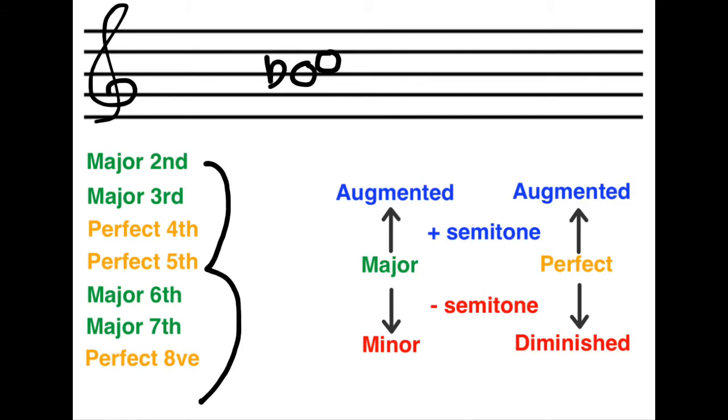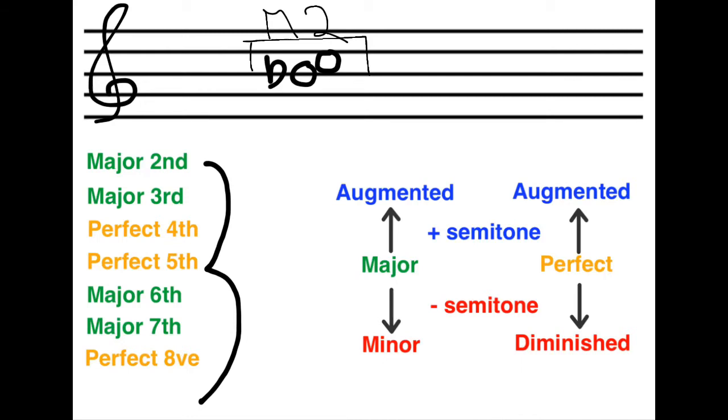Well, what's the distance between B and C, first of all? Well, it's a second. Okay, so at least we know that it's a second. We haven't worked out what type of second, because we have to ask ourselves, does the top note belong to the bottom note's major scale? In other words, does C belong to the scale of B flat major? And it does. B flat major just has a B flat and an E flat in its scale, so C belongs to B flat major. So that means that that's a major second, because C exists in the scale of B flat major.